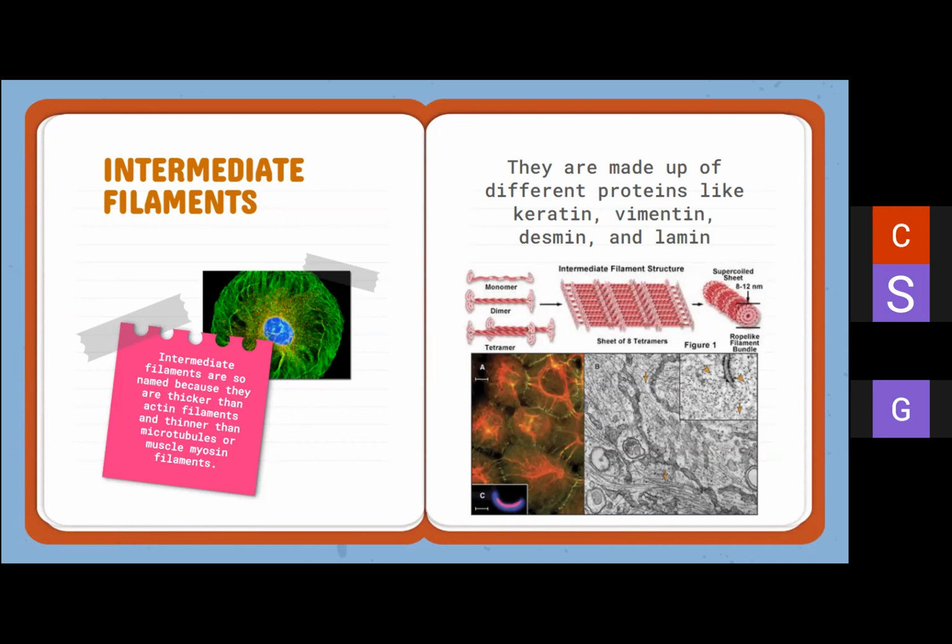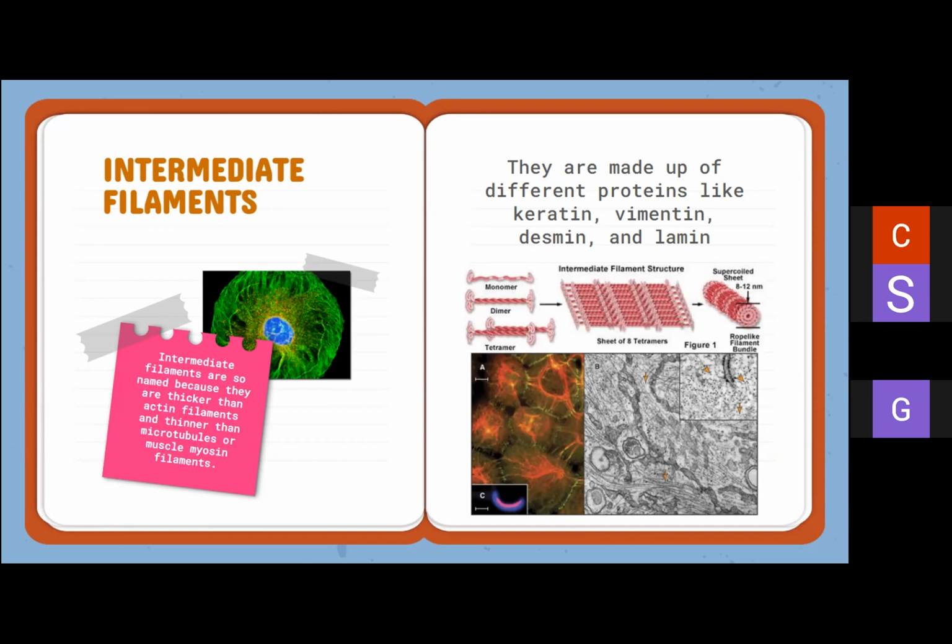All intermediate filaments are found in the cytoplasm except for lamin. Lamin is found in the nucleus to help support the envelope that surrounds it. The intermediate filaments are mostly for structural purposes like maintaining cell shape, bearing tension, and providing structural support for the cell. They have no role in cell movement.